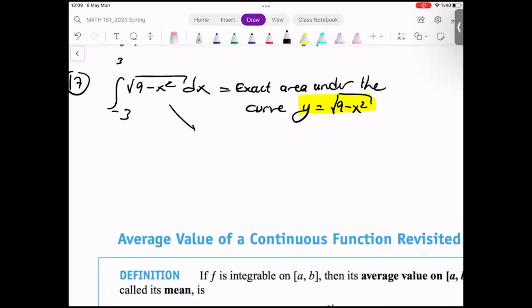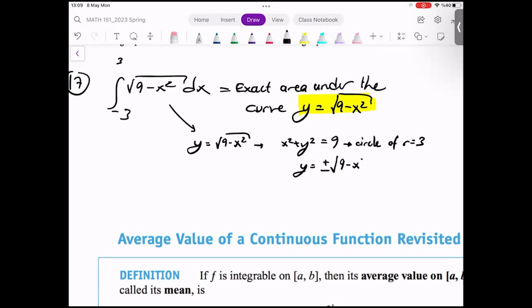So let's see how we can graph it. This is y equals square root of 9 minus x squared. If you take the square of both sides and rewrite this curve, you will recognize it as a circle of radius 3, right? This is the equation of a circle of radius 3. And if you solve for y from this equation again, it is in fact plus minus like that. And what does it mean to choose plus? Let me explain this part.